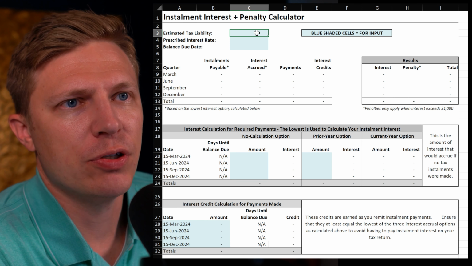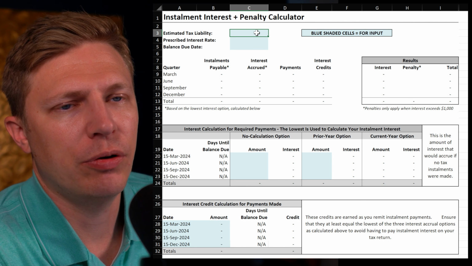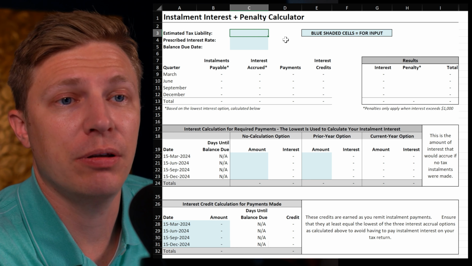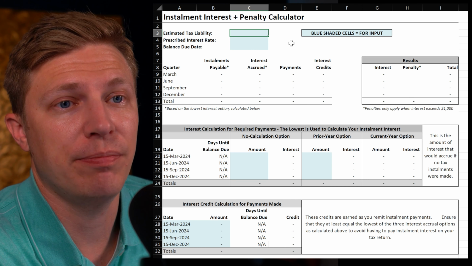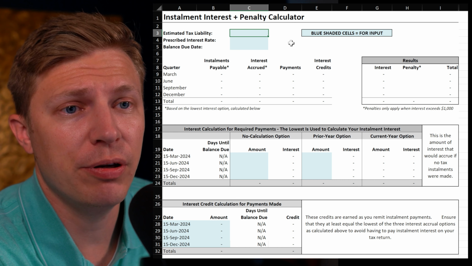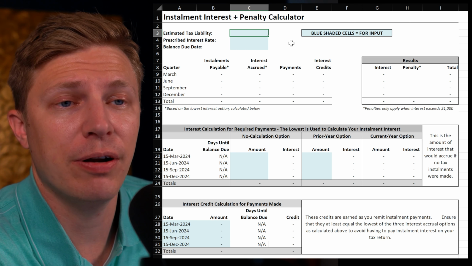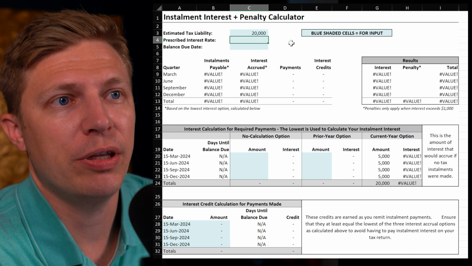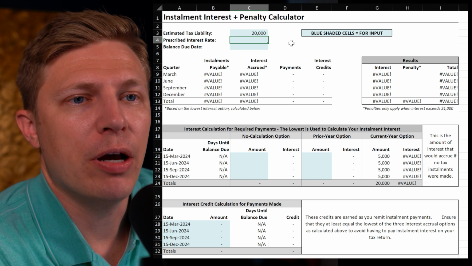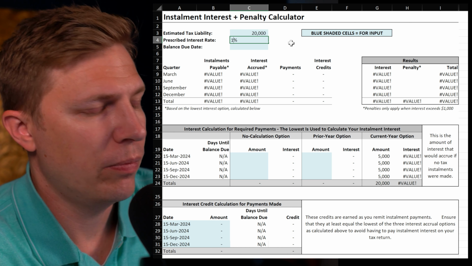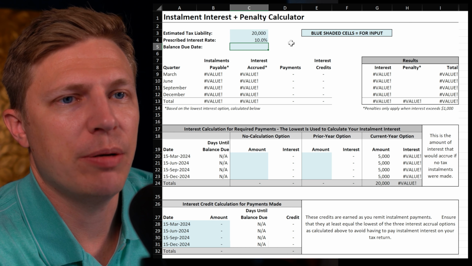So first of all, we're going to take a guess at what our net tax payable for the current year is going to be. Now, again, we don't know because we're midway through the year. We don't know exactly how it's going to land, so we're going to have to make an estimate here. So let's just throw in $20,000. Now we have to choose a prescribed interest rate. So for this video, I'm going to use 10%.